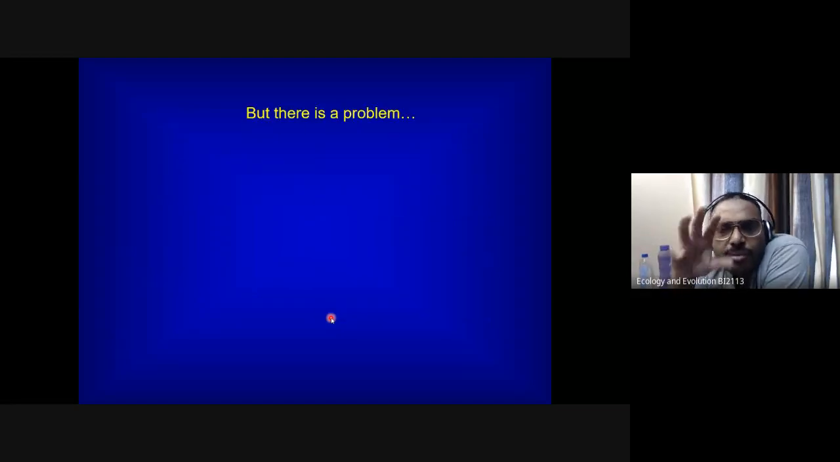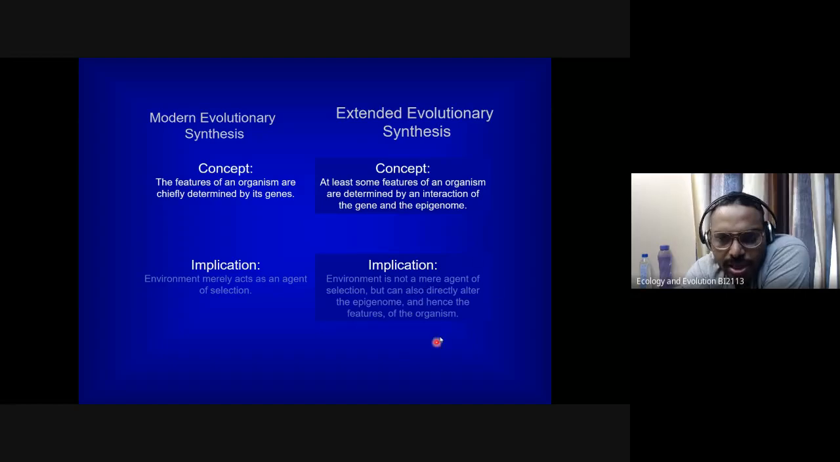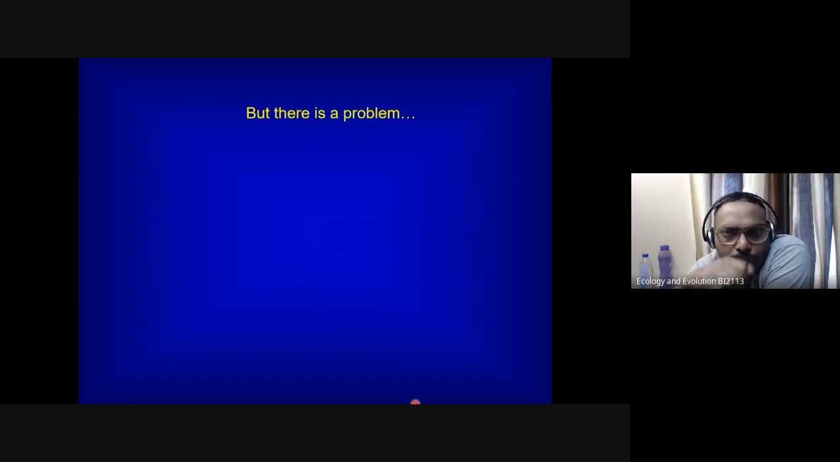Now, unfortunately, if we take this thing seriously, then there is a slight problem. What is the problem? The problem is that in order for all this to happen, the changes that we are talking about must be inheritable. Remember, I said that in order for evolution by natural selection to operate, at least part of the trait has to be inherited from the parents to the offspring. If that doesn't happen, then evolutionarily speaking, that change is not making much sense.